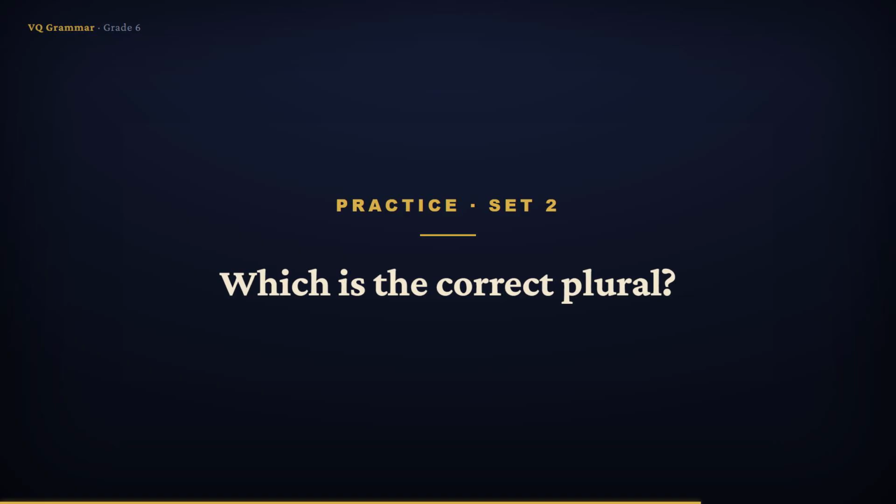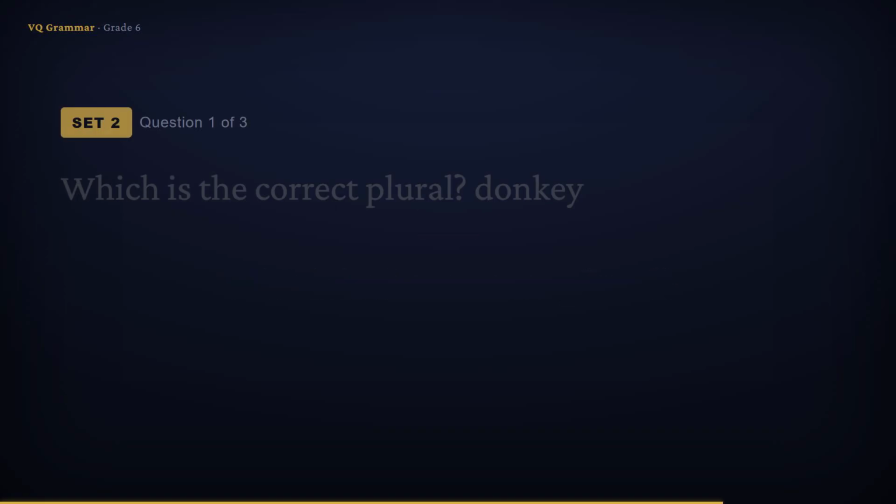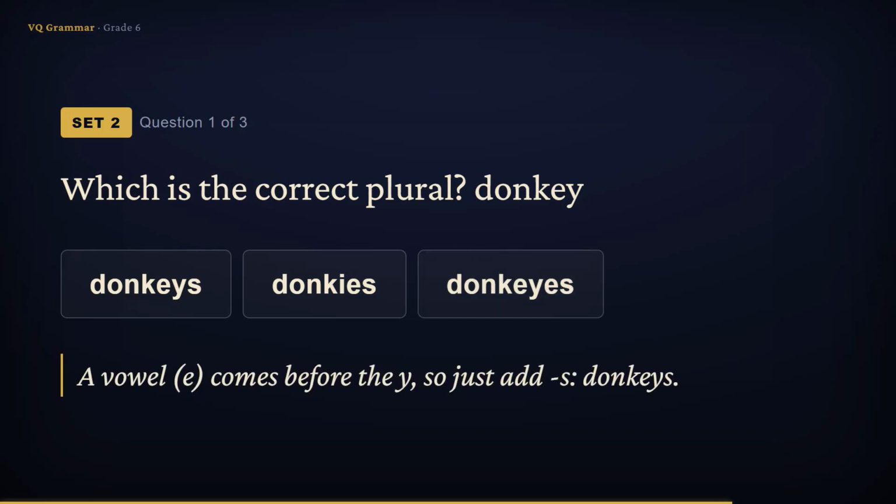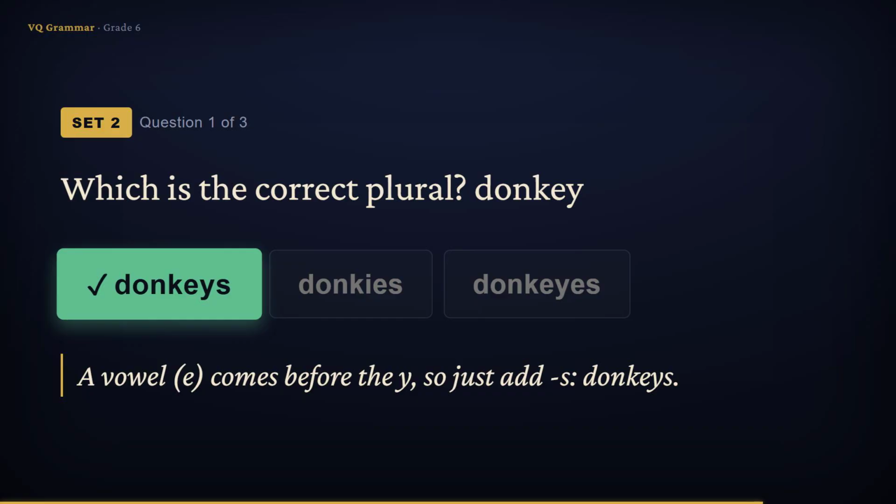Now for set 2. Same idea. I give you a singular noun and you choose its correct plural. This time, watch out for the sneaky ones. Pause and try each before I answer. Which is the correct plural of donkey? Donkey ends in Y, so check the letter before it. That's an E, a vowel. When a vowel comes before the Y, we leave the Y alone and just add S. Donkeys. So the answer is donkeys.